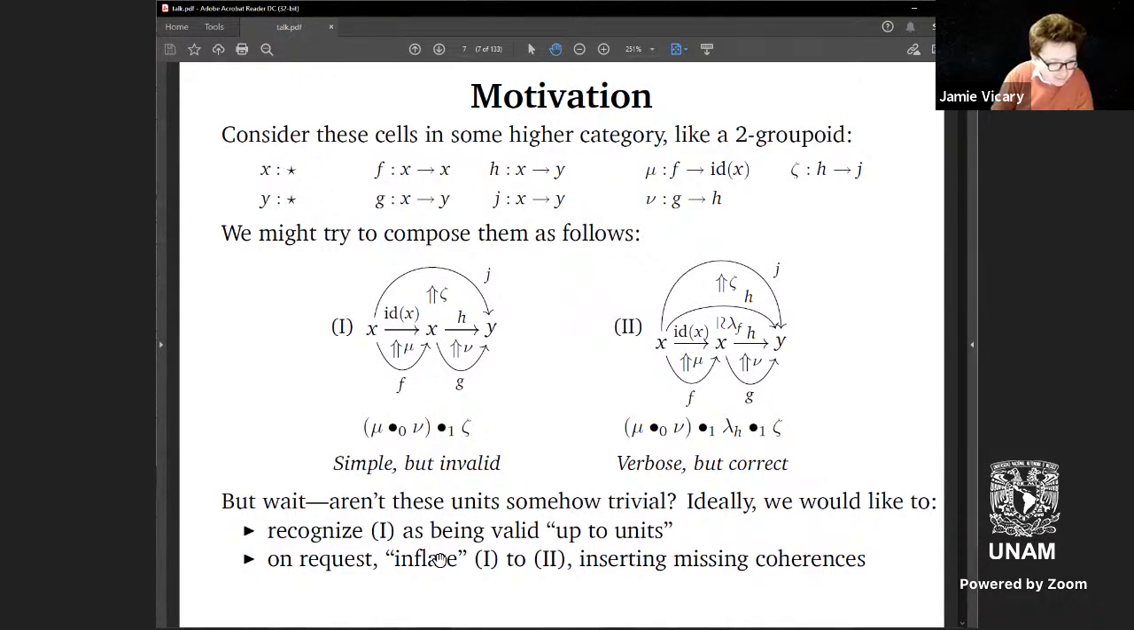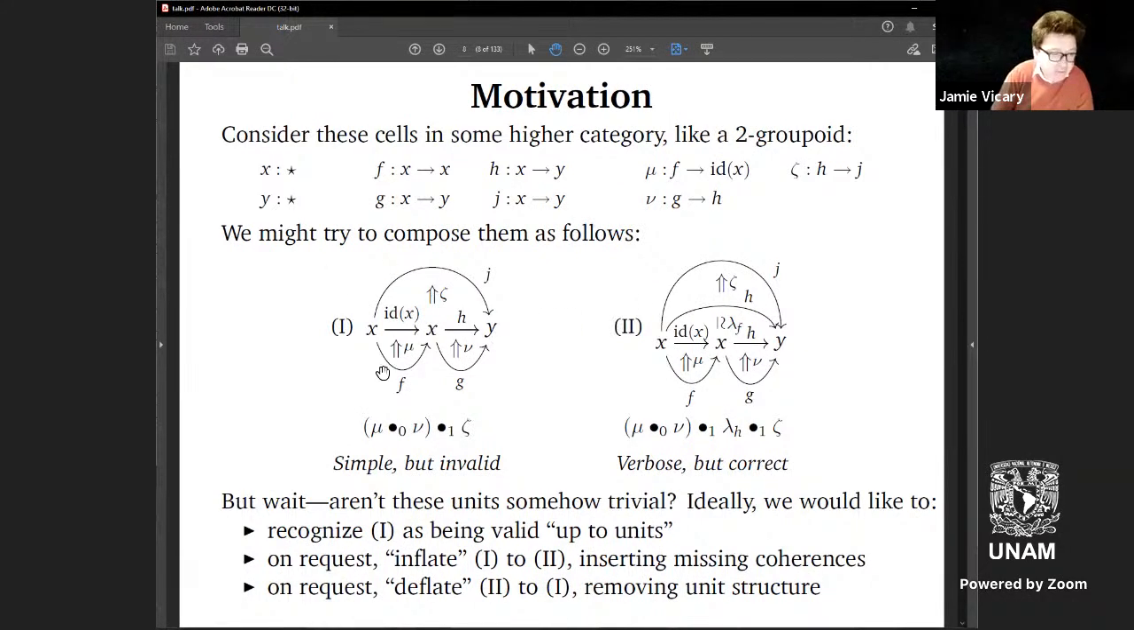All right. Inflate expression 1 to expression 2, inserting the missing coherences. That would be great. And also, on request, if we have expression 2, which is complicated, deflate it back into expression 1 by throwing away, for example, this unitor, saying, yeah, I know that's supposed to be there, but it just makes it more complicated to understand. I want this simple expression.